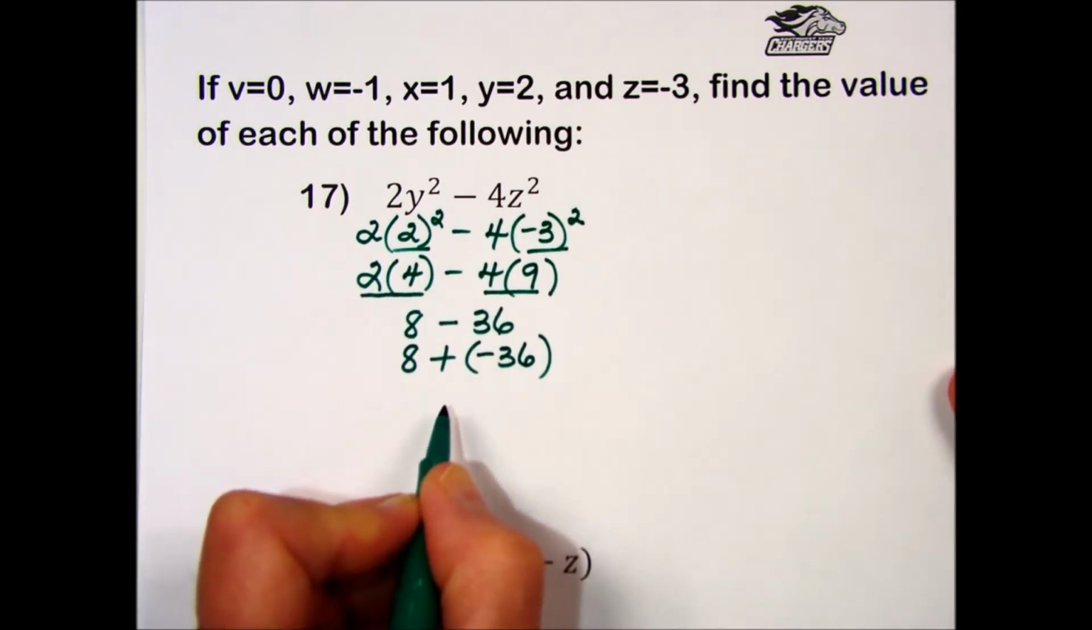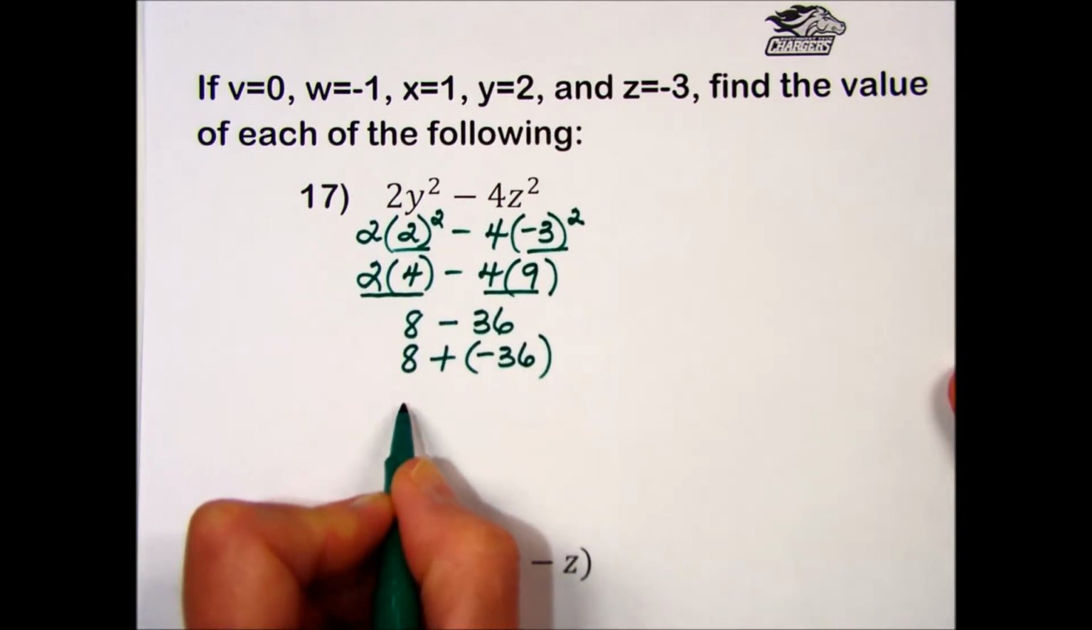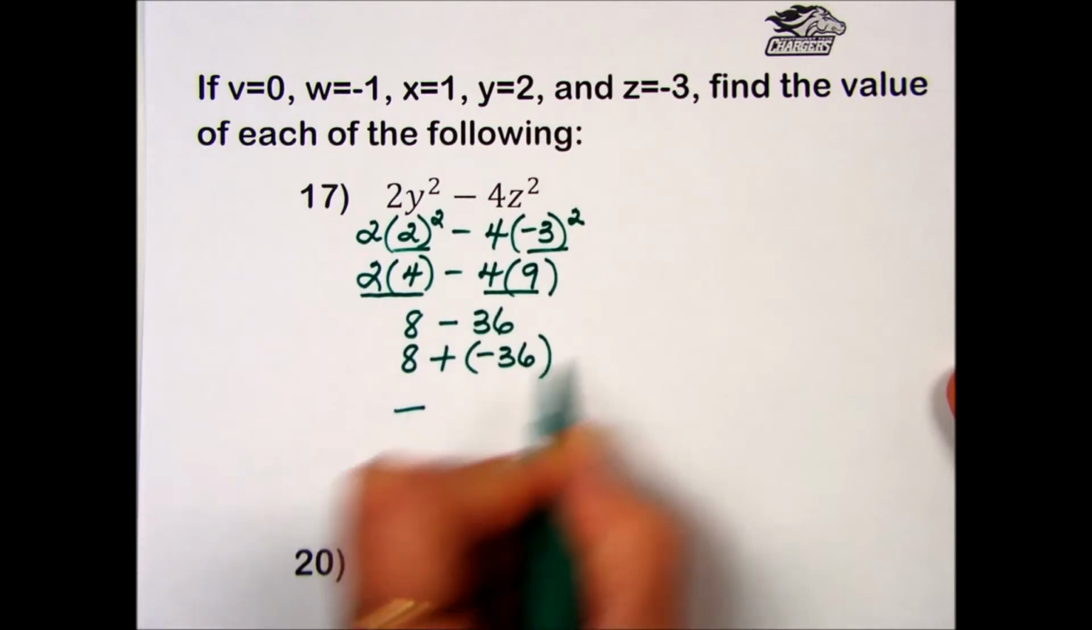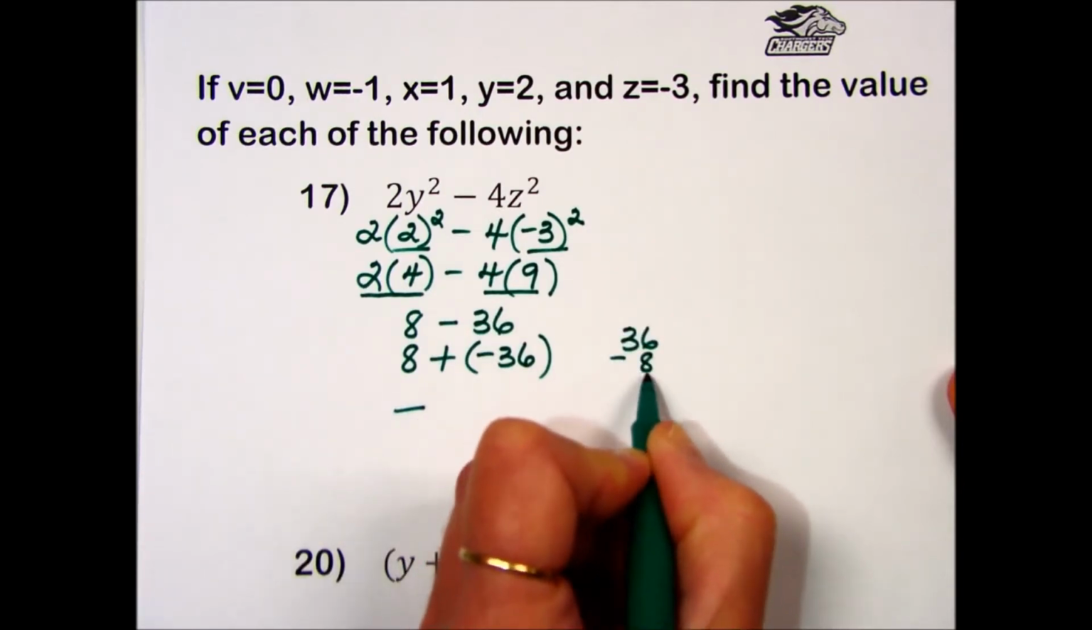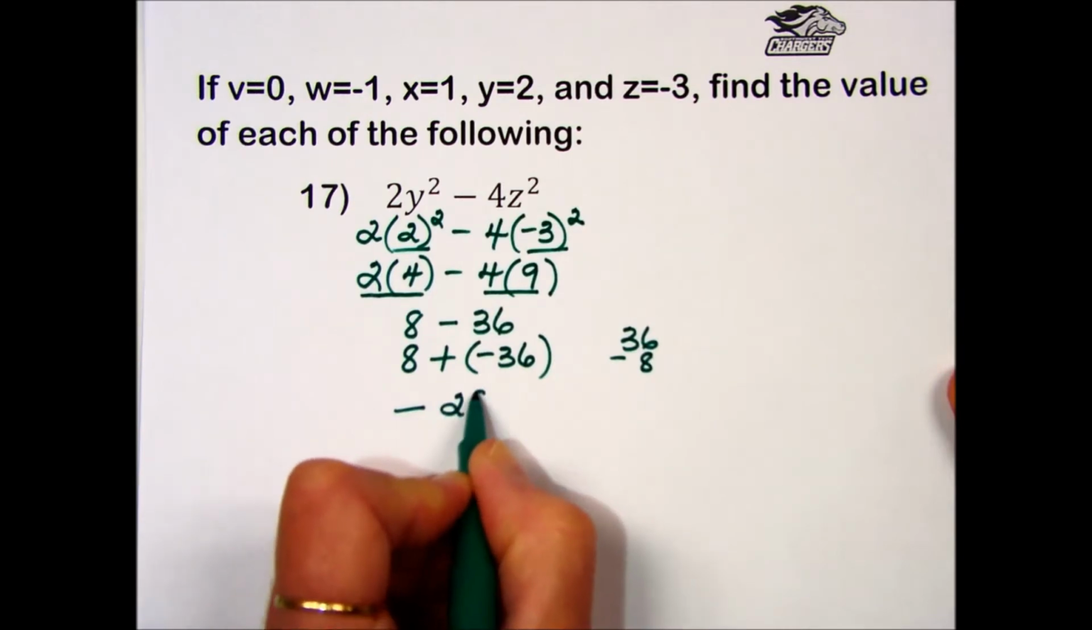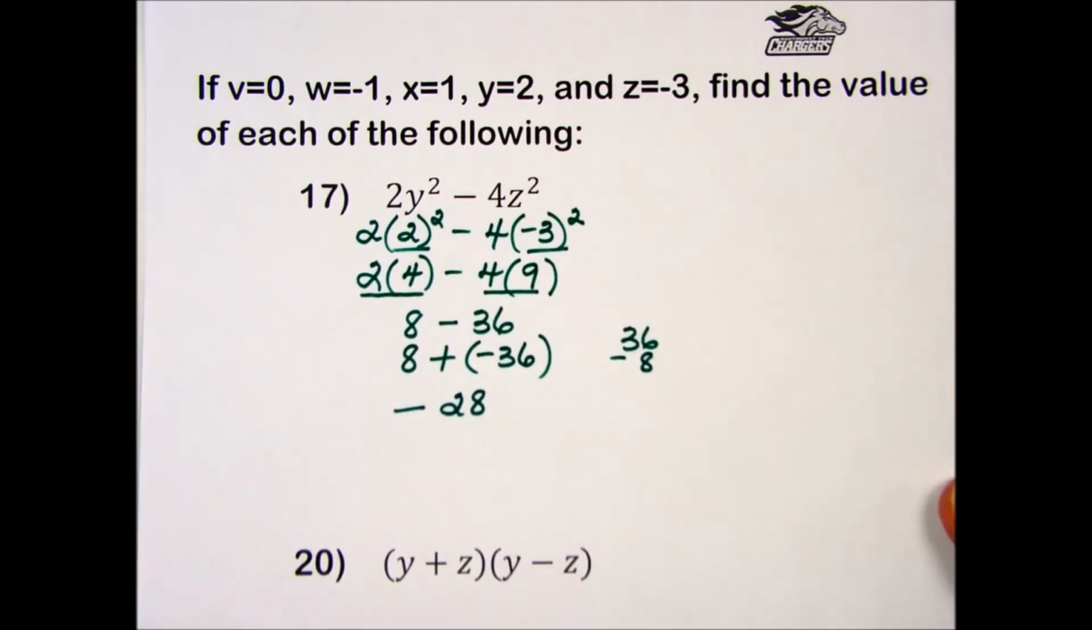I'm now adding different signed numbers. The larger of the two, at least looking, is negative, and then I'll take the difference between those two numbers, which results in a 28 for the simplification to this problem.